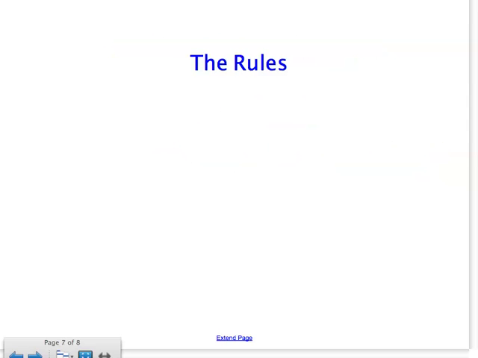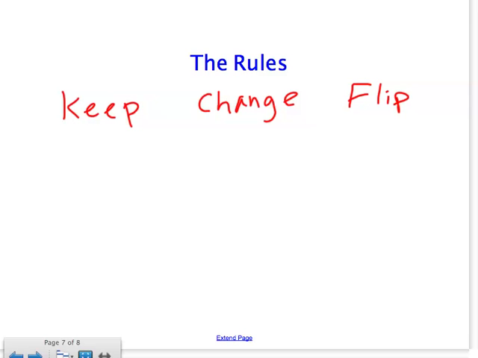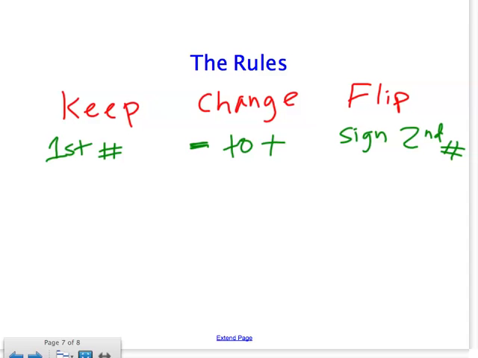All right, so let's go over the rules that we just learned. The main thing that I think is pretty helpful if you're at all confused is to follow your keep change flip. That makes it pretty standard. And so keep, all we're doing is keeping the first number. So keep first number. Change, we're changing any subtraction to addition. And then we're flipping the sign of the second number. So if it was positive, I'm changing it to negative, and vice versa. If it was negative, I'm changing it to positive. So keep the first number, change any subtraction to addition, and flip the sign of the second number.